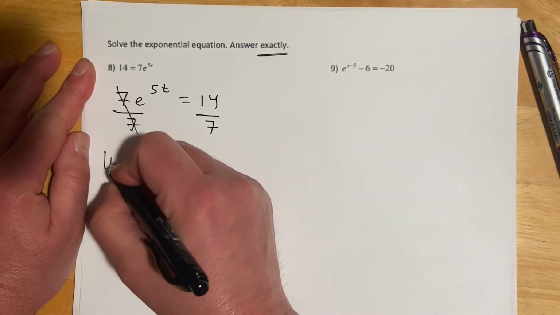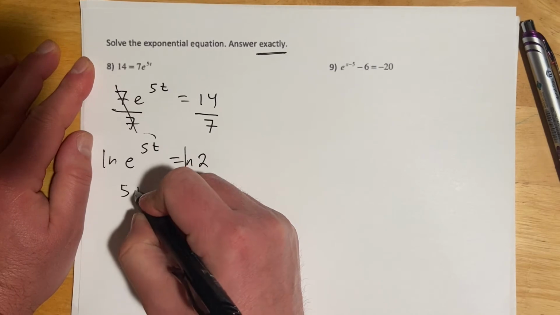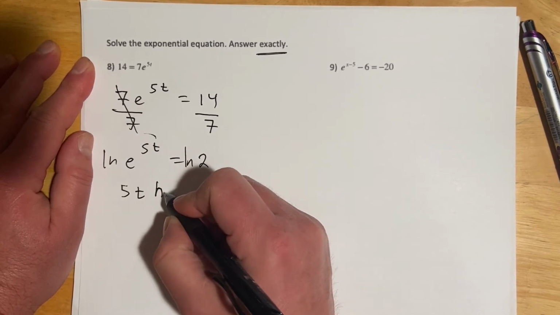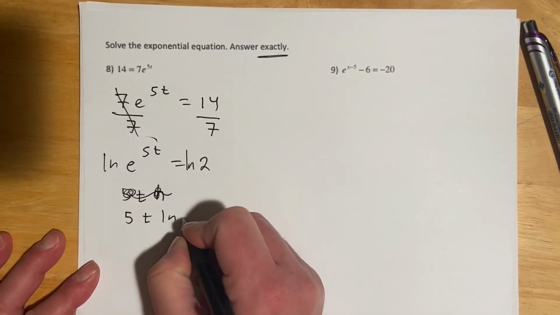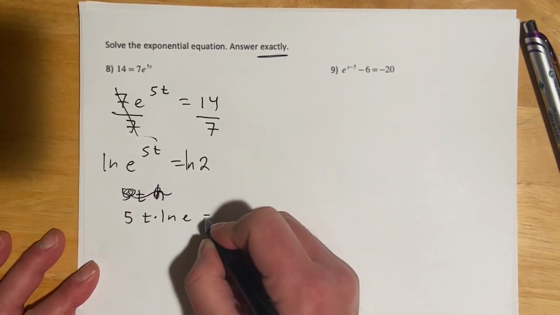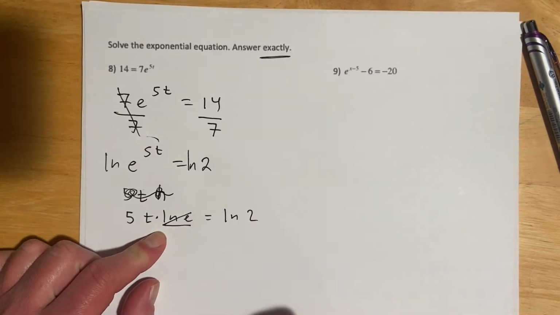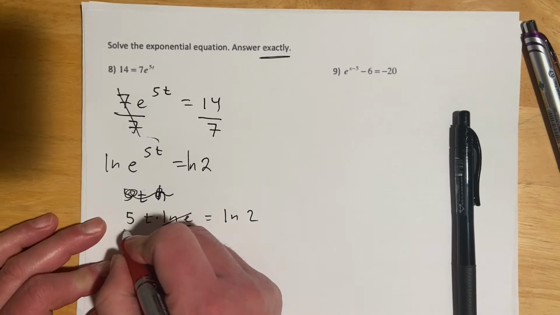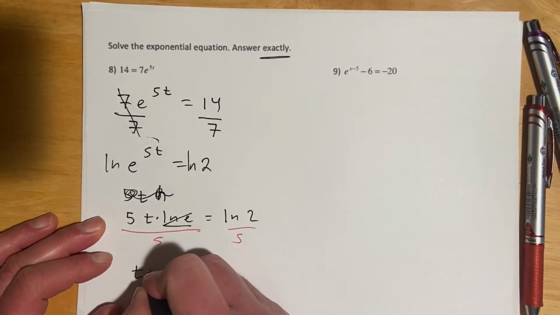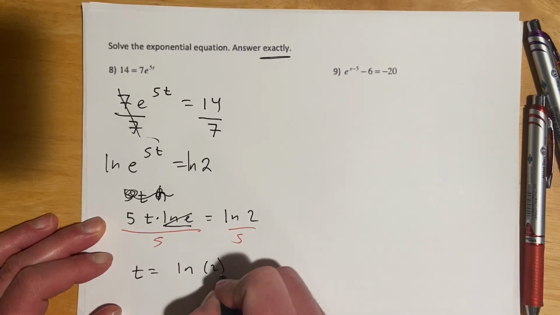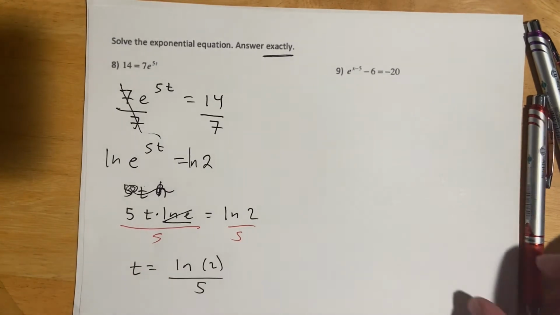We could natural log both sides there. Bring that exponent down front. Then I have 5t ln of e equals ln of 2, and then ln e, remember that's 1, so that drops out, and then that lets me divide over the 5 on both sides. So here, t would equal ln 2 over 5, and then that would be the exact form, so that's what they're looking for there.